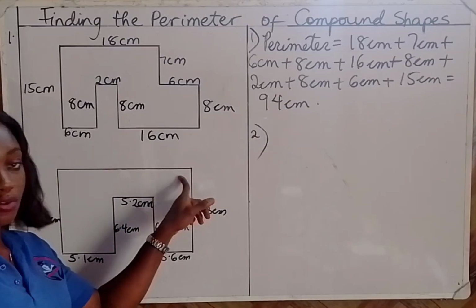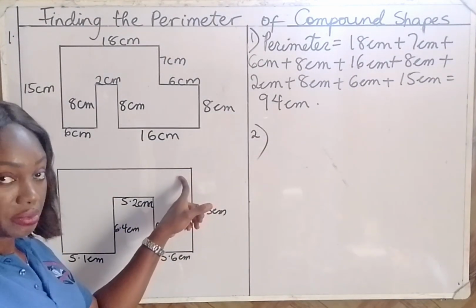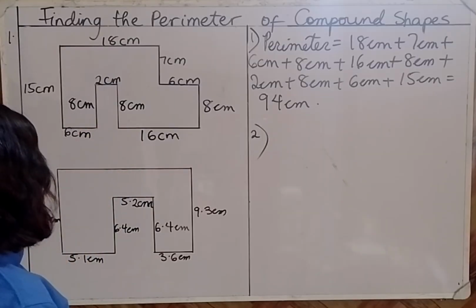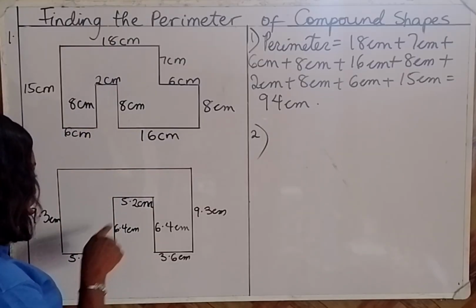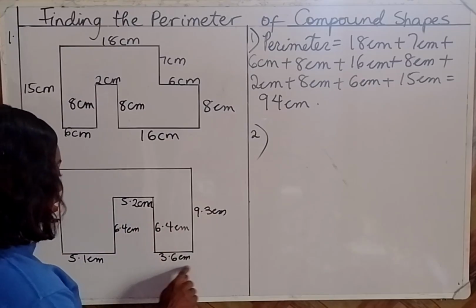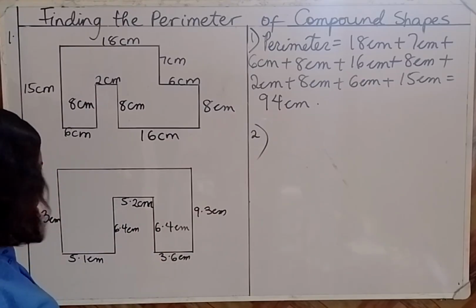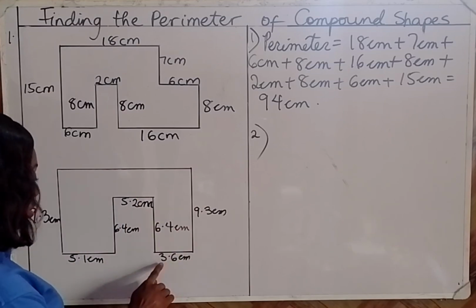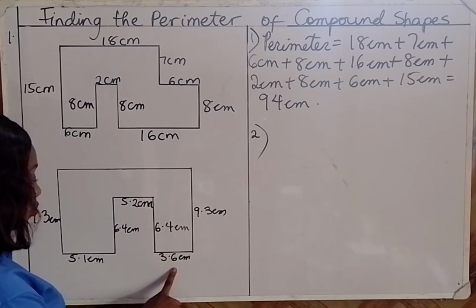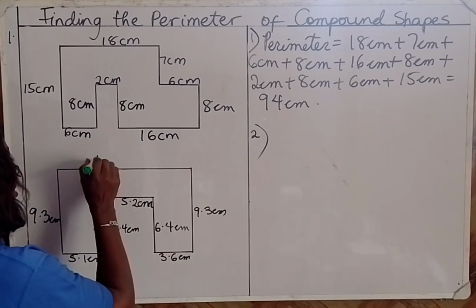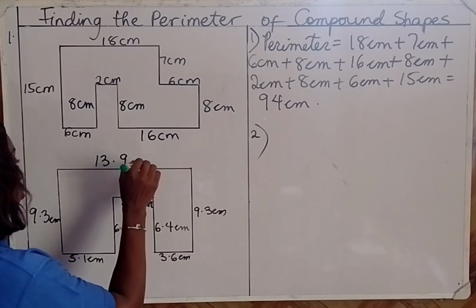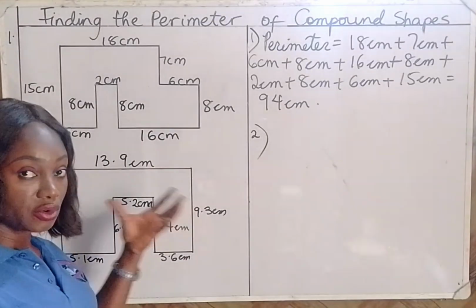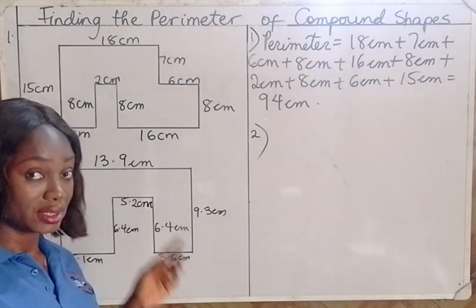Now we are given the lengths for the horizontal side of this, but we don't know the full length of this part of the compound shape, right? What do we do to get the full length of this side? We are going to add 5.1 centimeters to 5.2 centimeters to 3.6 centimeters. And what would that give us? 5.1 plus 5.2, that's 10.3. 10.3 plus 3.6, that's 13.9 centimeters.